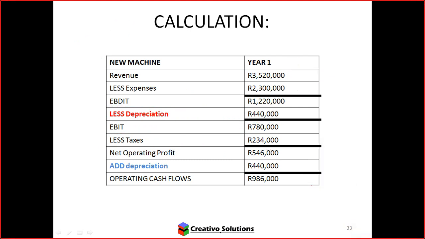So I'll say, but where do I get that 780 from? I take this amount minus the depreciation. It's the subtotal. The one minus the other.